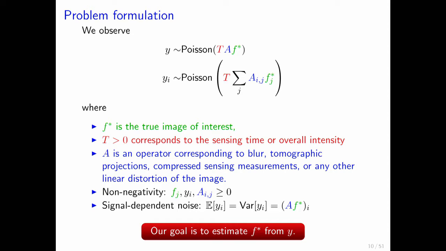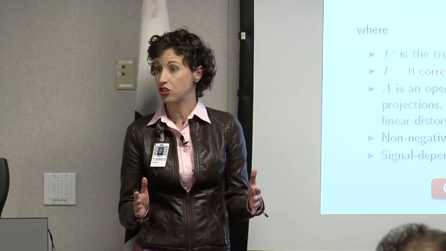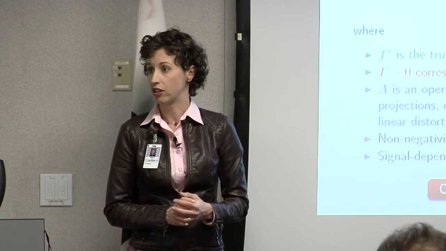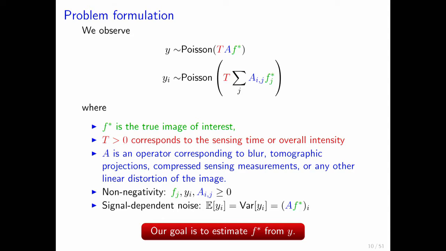And then t is going to correspond to how long we sit and collect our photons, our stare time, or you could also think about it as our dose, or how much overall power we have in our system, or our overall photon level. So f star is what we really want to estimate. This is our object of interest. t is going to control our signal-to-noise ratio. This is something that we can tune as practitioners or as users. And A is going to correspond to a physical model of our imaging system.